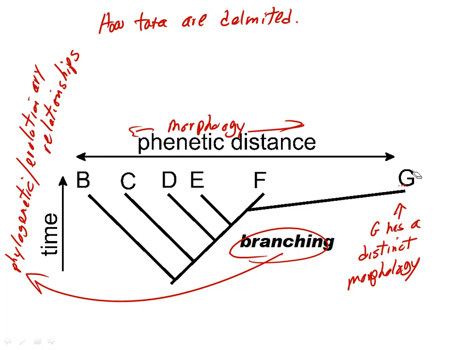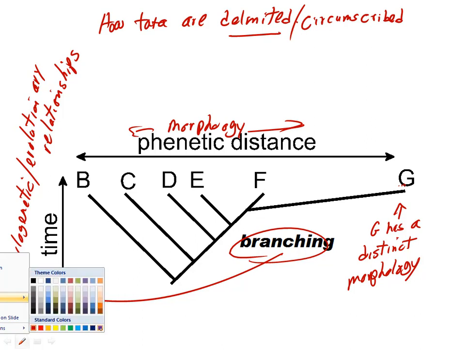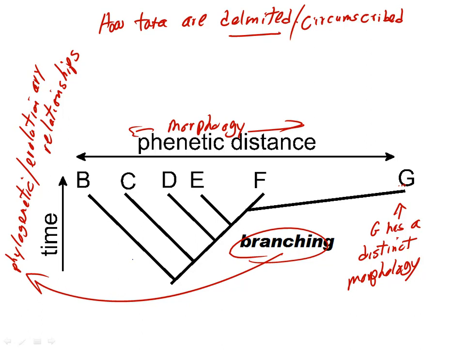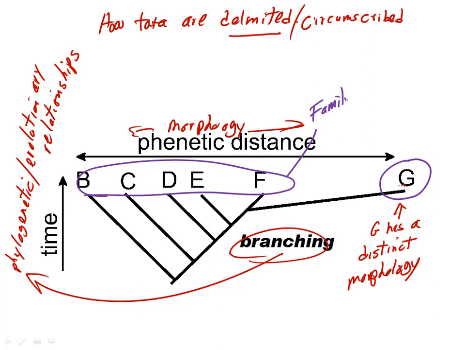Now, let's look at circumscription, and remember this idea of delimited is also another way of saying circumscribed. So how are taxa delimited or circumscribed? A classical taxonomist would want to put G in its own group. So let's say we're creating families. Here is the first family, Family 1, and G is put in its own family.